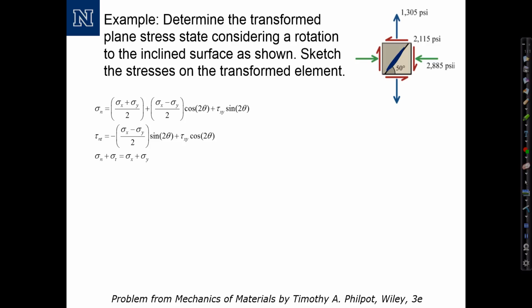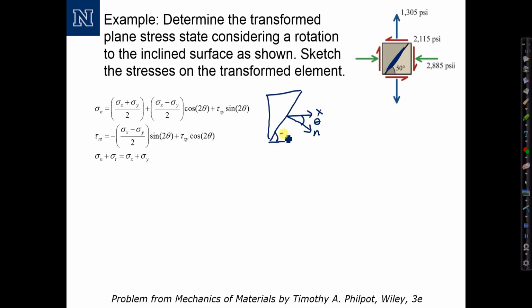First thing I like to do is figure out what the rotation angle theta is. So I will draw a little sketch of a wedge-shaped element with the inclined surface as identified. And I'll draw the normal to that surface, and that's going to be the n direction. And the rotation angle is the angle theta of n relative to x.